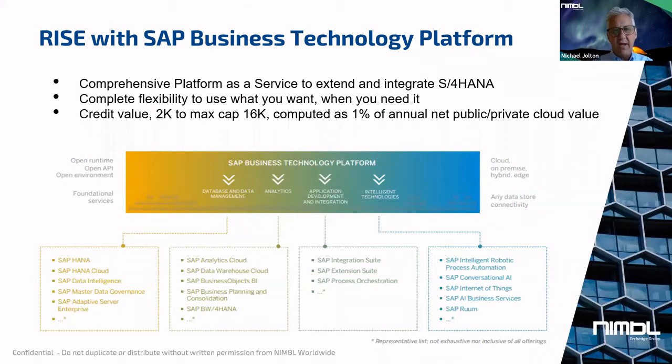The way that credit is determined is if you are using RISE with public cloud, you'll have a minimum of 2,000 credits. If you're using RISE private cloud, you'll have a minimum of 4,000 credits. That then can go up to as high as 16,000 on either platform. And it's computed based on the percent of your license value for either public or private cloud. And again, the idea is to give you a start, an entree into the business technology platform.